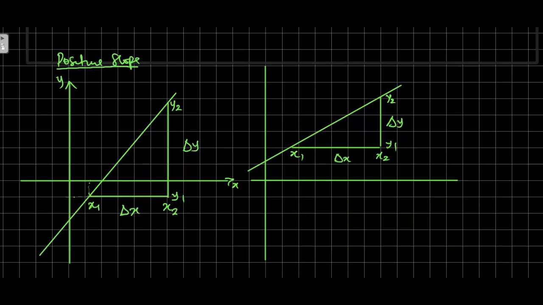Now let's move on to negative slope. How does a negative slope look like? A negative slope is the kind of slope you have when you have a graph like this. Look at it. So let me draw. If you have something like this, it will give you a negative slope.